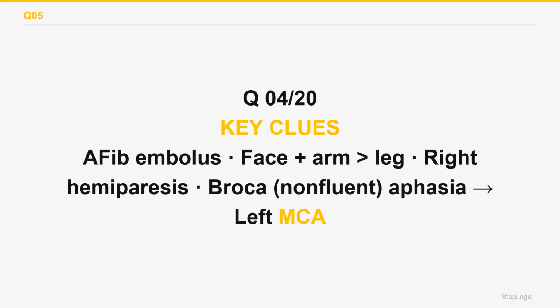A left MCA occlusion, therefore, causes contralateral right face and arm weakness greater than the leg, contralateral sensory loss, and aphasia. The non-fluent Broca aphasia with intact comprehension localizes to the inferior frontal lobe in the MCA territory. The eyes deviate toward the side of the lesion. The patient looks at the lesion.